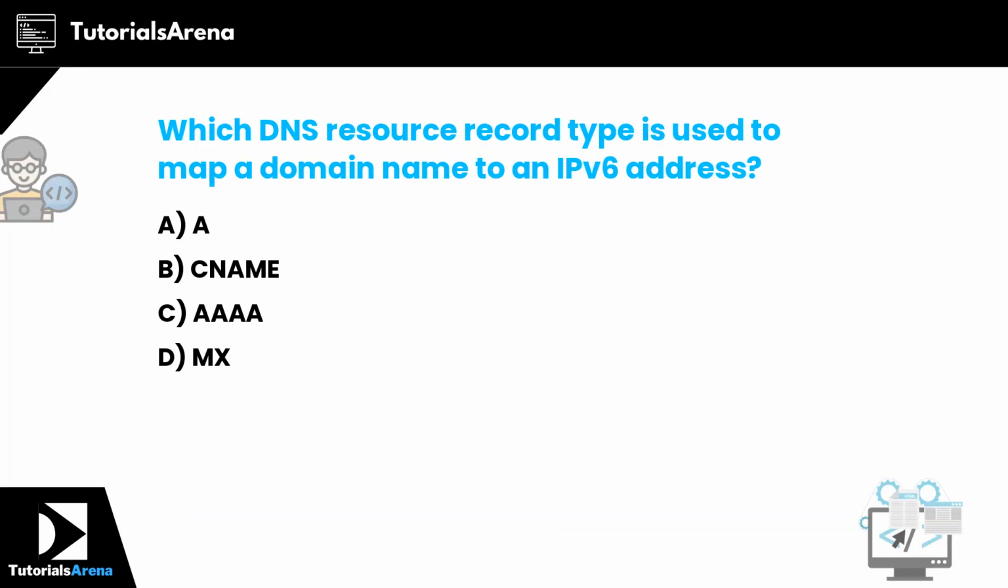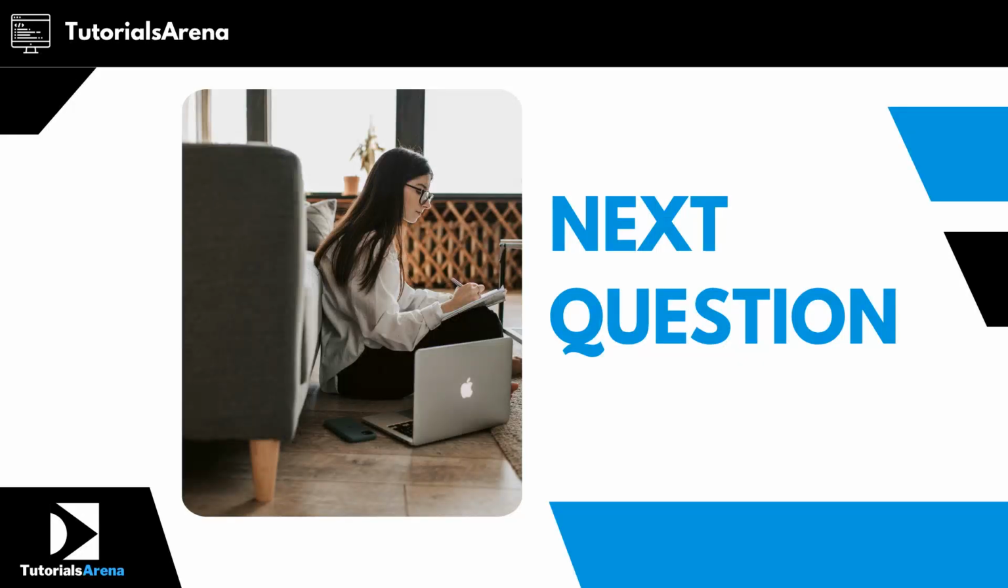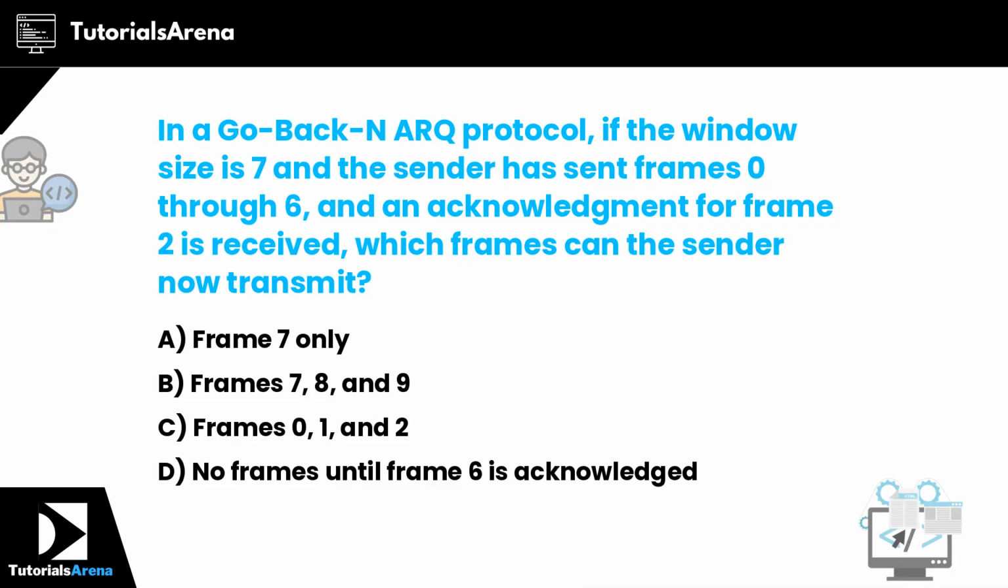Which DNS resource record type is used to map a domain name to an IPv6 address? The correct answer is option C, AAAA. In a Go-Back-N ARQ protocol, if the window size is 7 and the sender has sent frames 0 through 6 and an acknowledgement for frame 2 is received, which frames can the sender now transmit? The correct answer is option B, frames 7, 8, and 9.